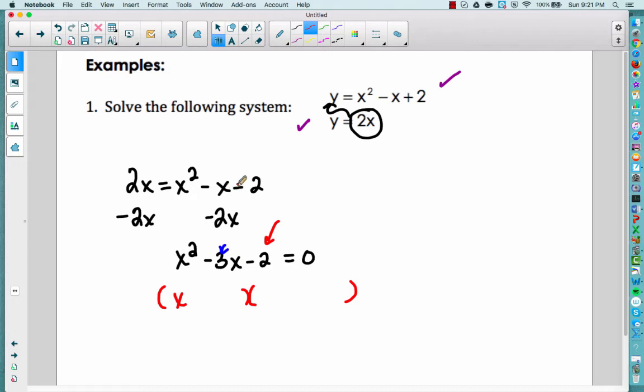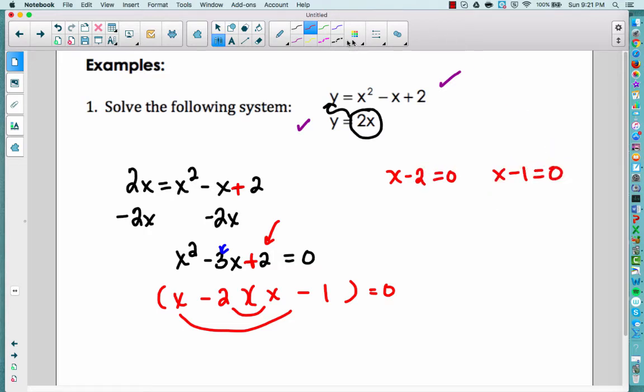Oh, and it was a plus 2 up here, sorry. Okay, so that's going to be a minus 2 and a minus 1. They multiply to give me a positive 2, and I'm going to just check them out. They give me a negative 3 when I add the inner and outer terms. All right, then I set each one equal to 0, so x minus 2 equals 0, and x minus 1 equals 0. And then I get an x value of 2 and an x value of 1.